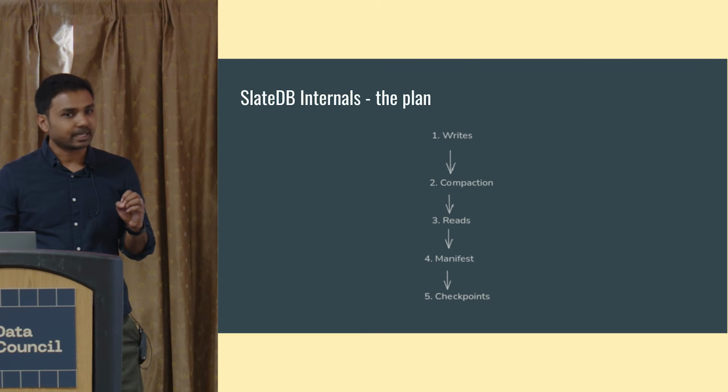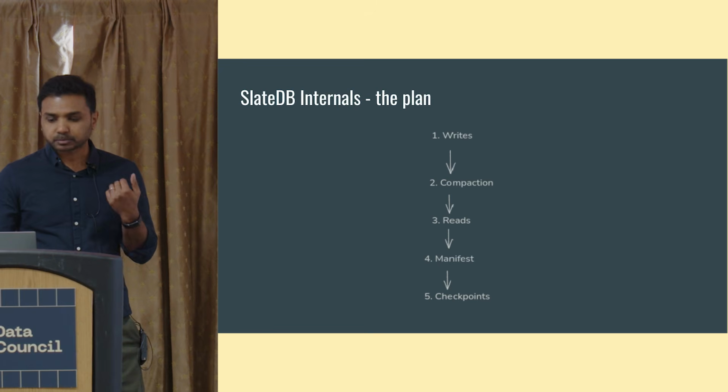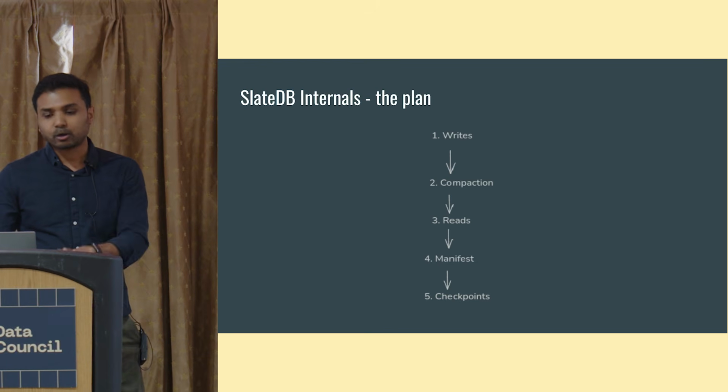Now, with that, here is the plan for internals. I will start with writes. Writes are going to create smaller files, and compaction is the one that's going to make the files better. After that, I will describe reads. And the manifest is the one that ties all of these things together. The manifest describes the state of the database. And after that, we are going to look at a few interesting aspects of SlateDB, checkpoints, writable clones, and how they are implemented.